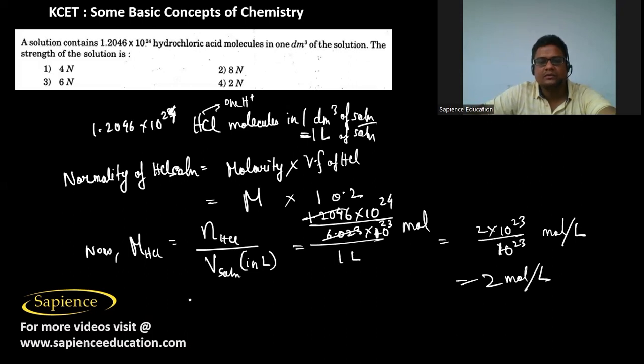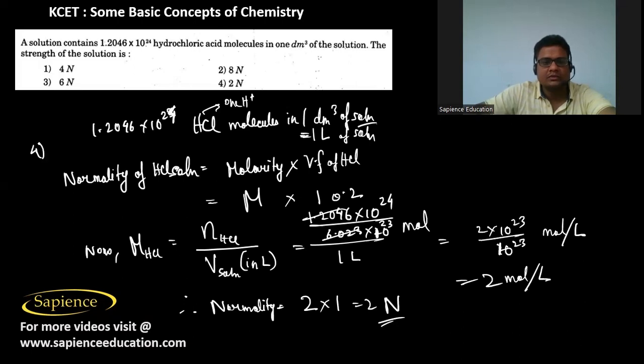And so therefore the normality of the HCl solution will also be equal to the molarity times the valency factor. So 2 normal. So option 4 is the correct answer.